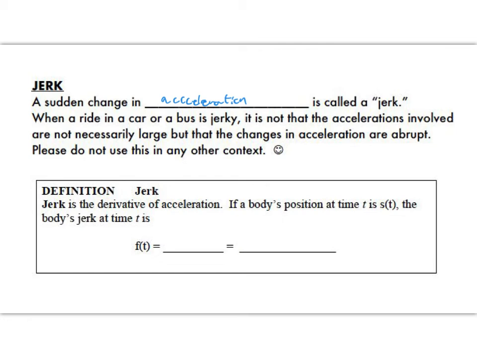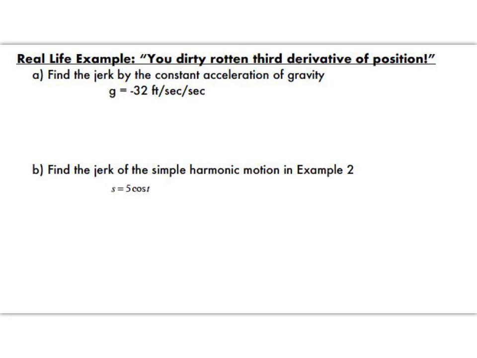Jerk is the derivative of acceleration. So if the body's position at time t is s of t, then the jerk is going to be the derivative of acceleration. Well, the acceleration is the second derivative, so this must mean the third derivative of position, sometimes known as d cubed s over dt cubed, with that Leibniz notation. All right, so now you dirty, rotten third derivative of position.